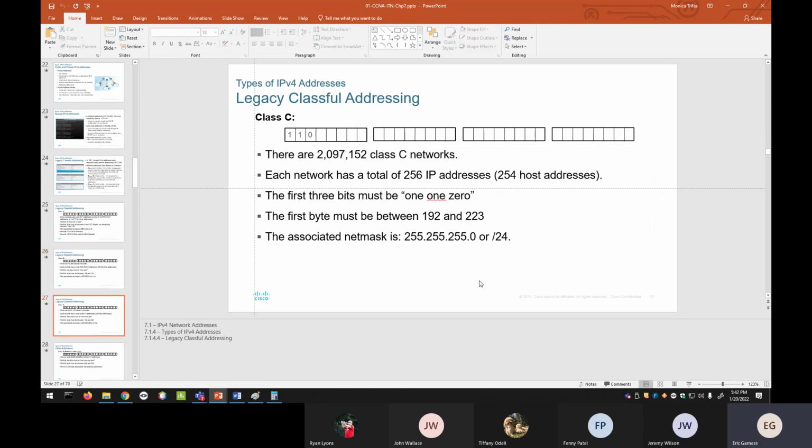On class C, the separation is here, which means that we have capital N, capital N, capital N, and capital H. It's why it's a /24, because all these 24 bits are network bits. And these 8 bits are host bits. Okay?